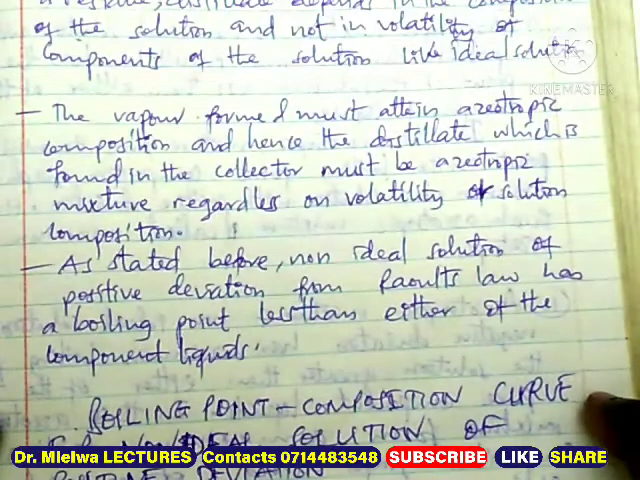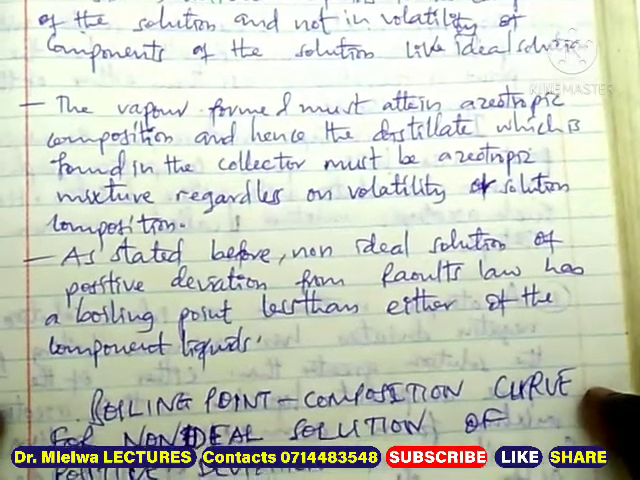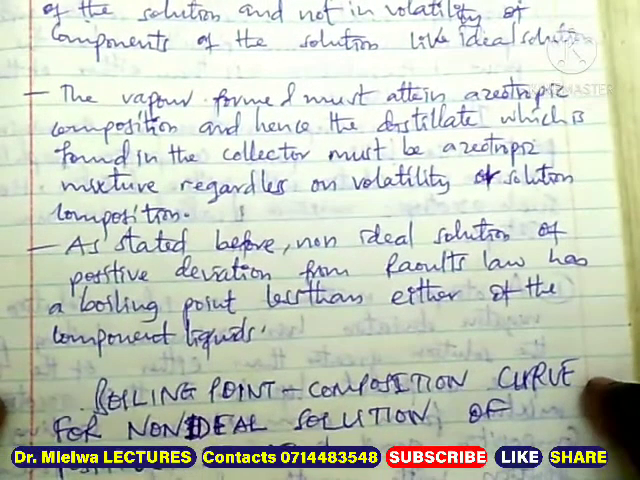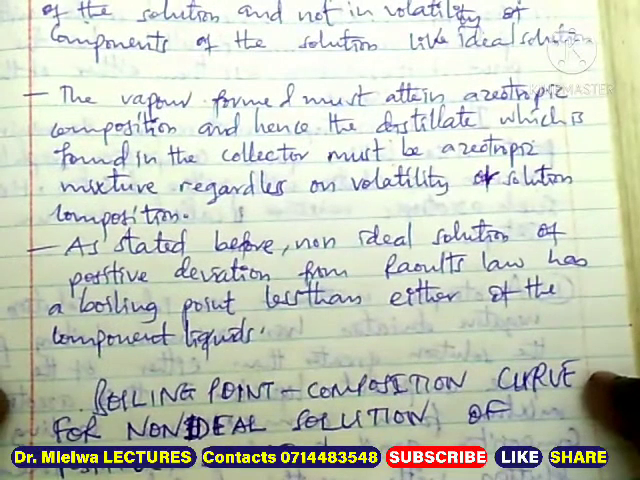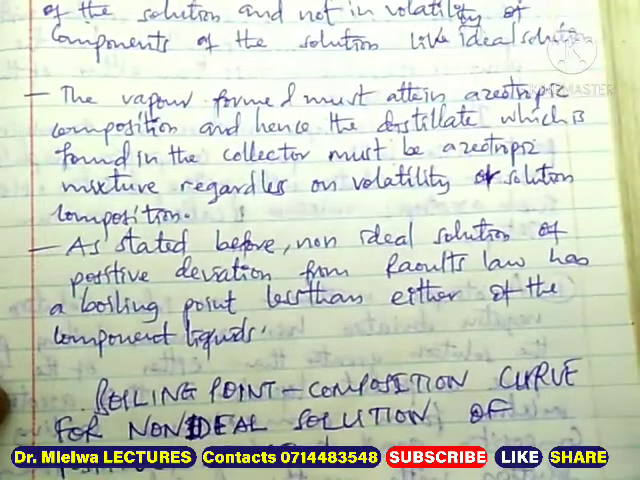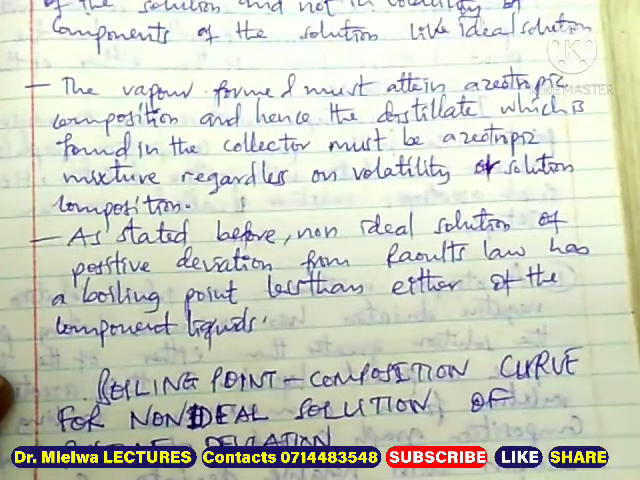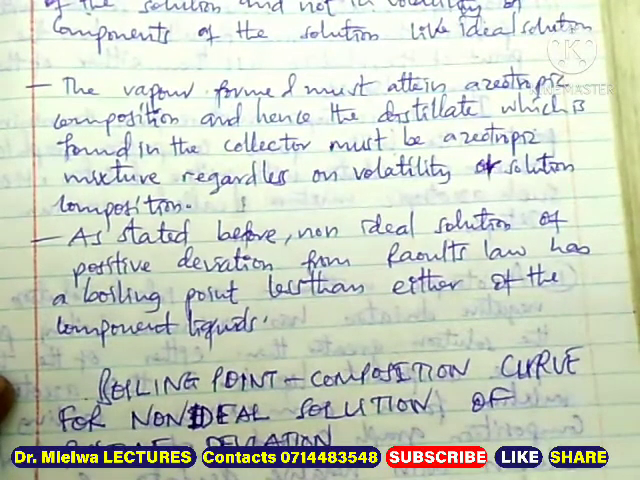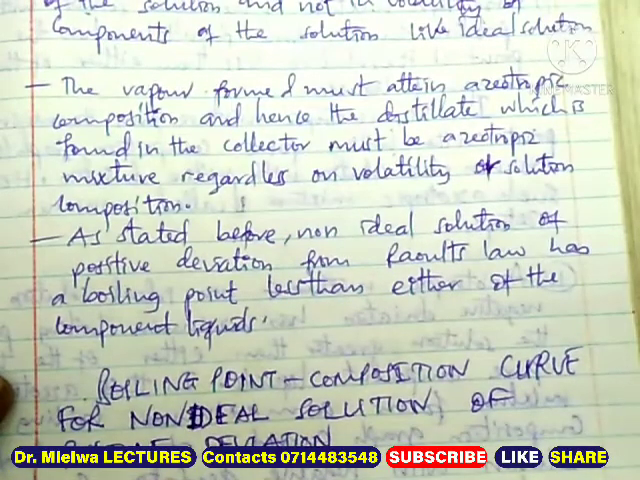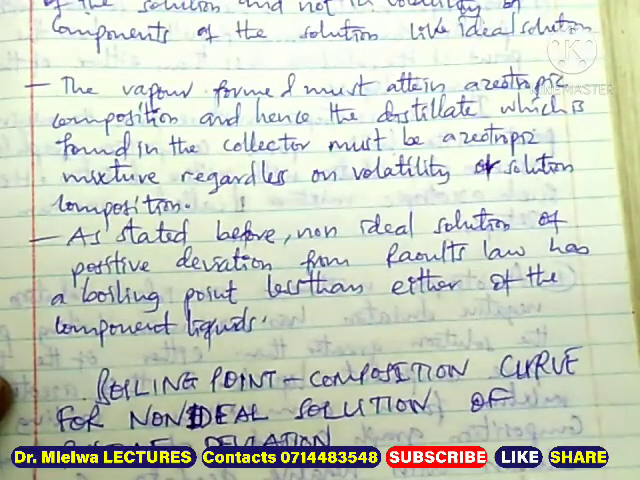As I stated before, a non-ideal solution of positive deviation from Raoult's law has a boiling point less than either of the component liquids. We have already explained this and drew the graph in the previous session: the non-ideal solution of positive deviation has a boiling point which is less than the boiling point of either of the two pure liquids. Now let's move on to discuss the boiling point composition curve for a non-ideal solution of positive deviation.